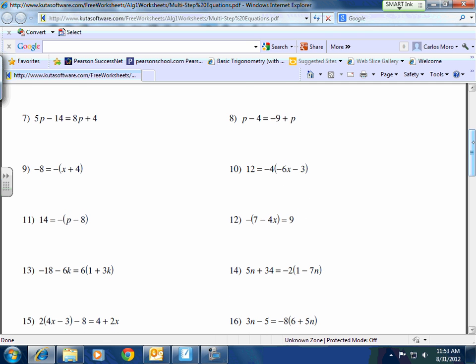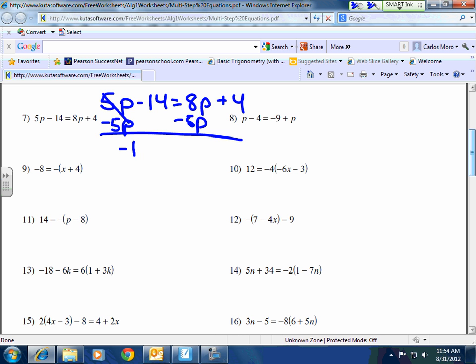Let's check out number 7. We have no distributive property. We cannot combine any terms on either side, but we can move the variables to one side. So I'm going to keep the variables positive. All right, so negative 5p to both sides, and actually that may be hard for you to see the original problem. I apologize. 5p minus 14 equals 8p plus 4. So I'm going to subtract 5p to both sides. Cancels. I got negative 14 equals 3p plus 4.